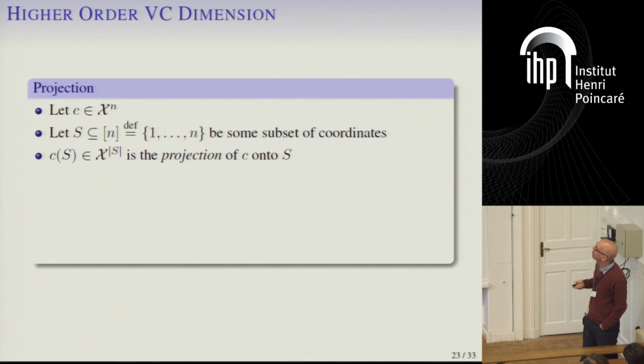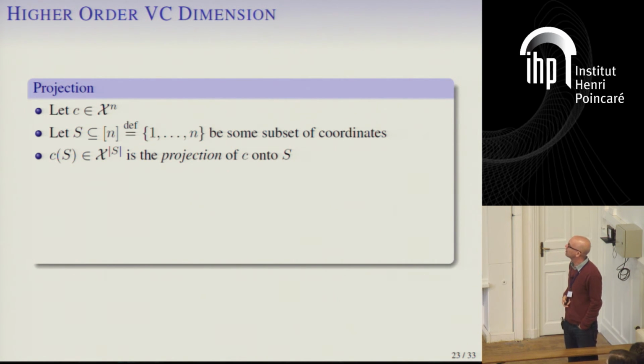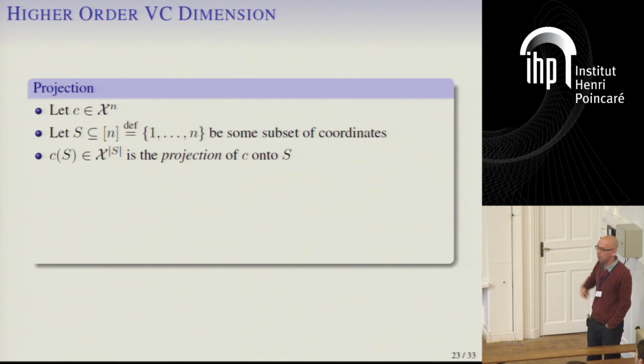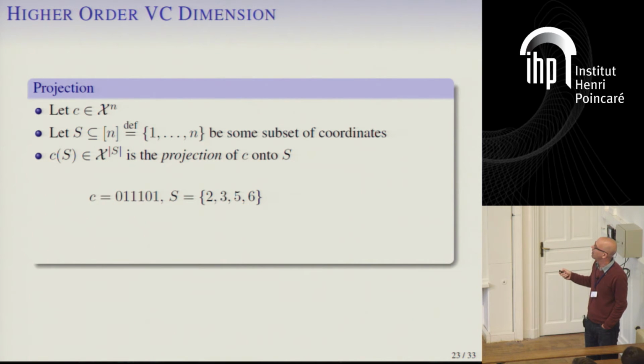All right, so let me talk about higher order VC dimension. If you don't know what a VC dimension is, then this is a special case of what I'm going to discuss, so it's fine. Let me define projection first. What is a projection? If we have a vector c in X to the n, and S is some subset of coordinates of this vector, then we write c_S to be the projection of c onto these coordinates. For example, if the vector is this binary vector here, and we're looking at the projection onto coordinates 2, 3, 5, and 6, then this is what we get.